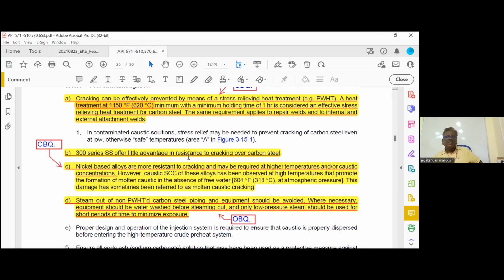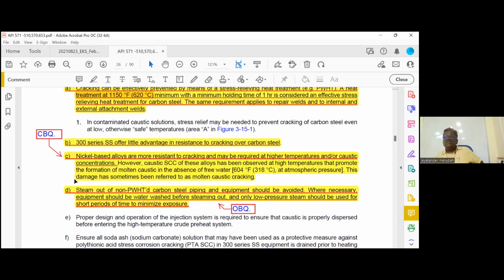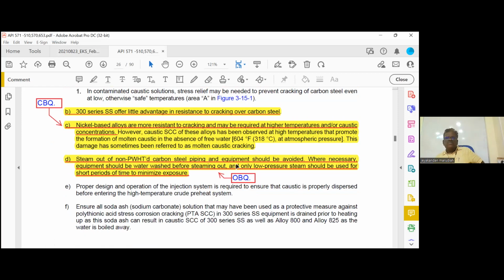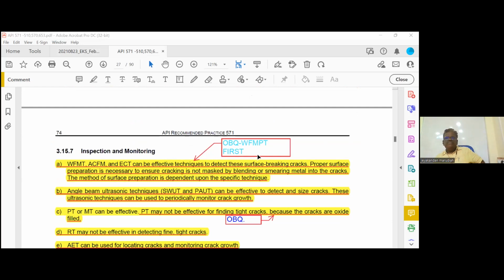Then 300 series offers little advantage in preventing cracking. Nickel-based alloys are more resistant to cracking and may be required in high temperature caustic. So we have to go for high temperature nickel-based alloys. Then another one is, if a vessel is in caustic service, you should not use steam for cleaning. First, you have to wash with water. Then only you have to use low pressure steam. Highlight this one: steam out of non-PWHT carbon steel piping and equipment should be avoided. Where necessary, equipment should be water washed before steaming out, and only low pressure steam should be used for short periods. Then NDT.